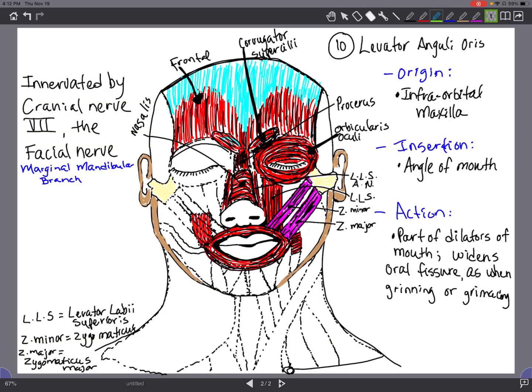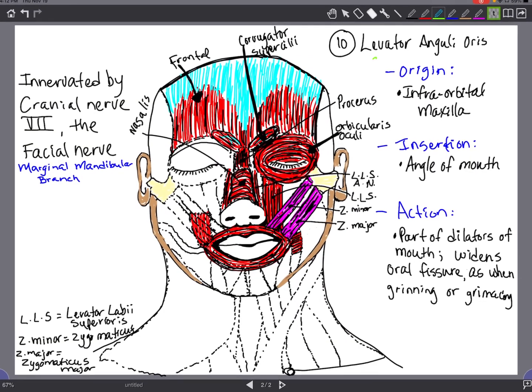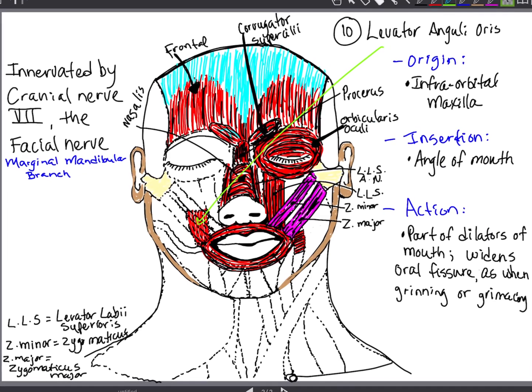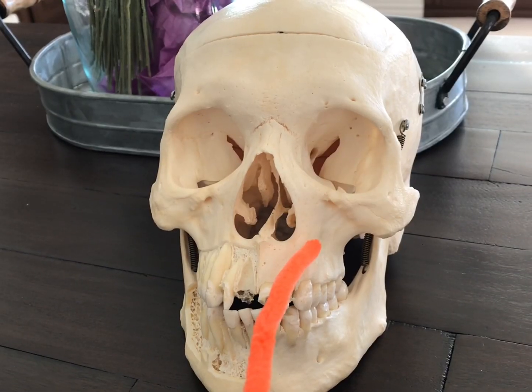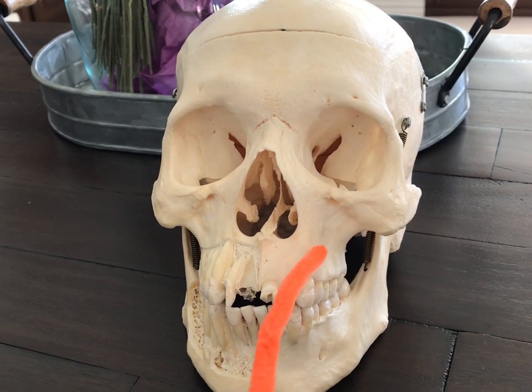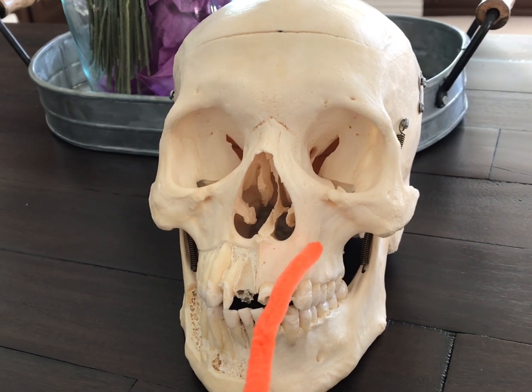Next is the Levator Anguli Oris, which is this muscle right here, deep to the Zygomaticus. The origin is the infraorbital maxilla. The insertion is the angle of the mouth, and the action, part of the dilators of the mouth. It widens the oral fissure, as when grinding. Infraorbital maxilla.